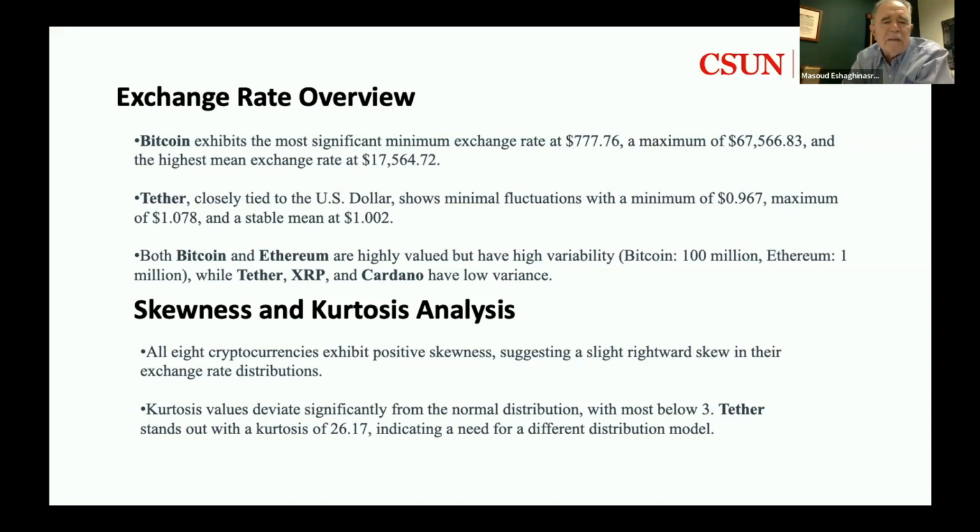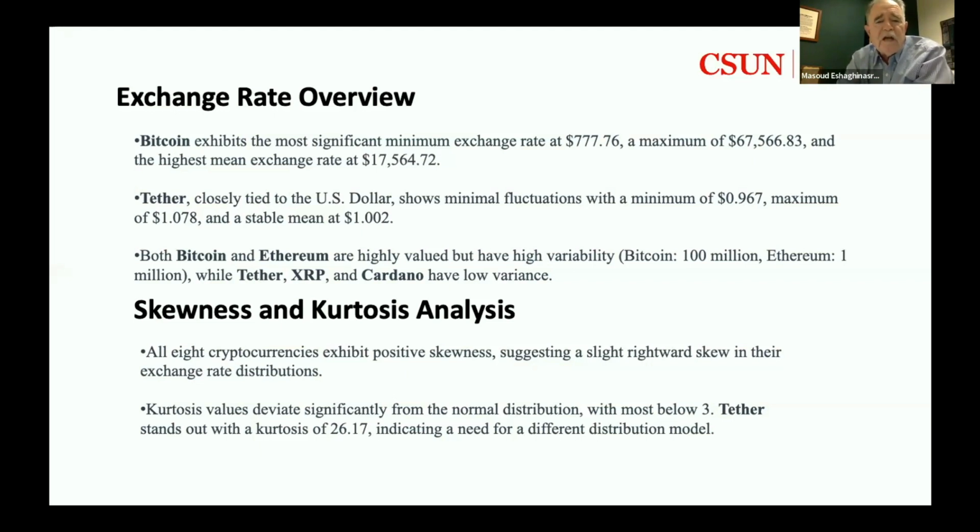From this result, you can see both Bitcoin and Ethereum are highly valued, but have high variance. For example, Bitcoin is 100 millions and Ethereum is 1 million, and Tether, XRP, and Cardano have low variance. You can decide, if low variance, what happened for this coin, and whether this is a better result or not. You can check that.